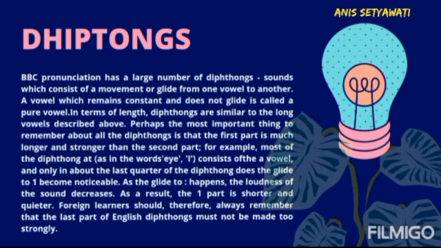For example, most of the diphthong aɪ, as in the word eye, consists of the vowel a and only in about the last quarter of the diphthong does the glide to ɪ become noticeable. As the glide happens, the loudness of the sound decreases. As a result, the second part is shorter and quieter. Learners should, therefore, always remember that the last part of English diphthongs must not be made too strongly.